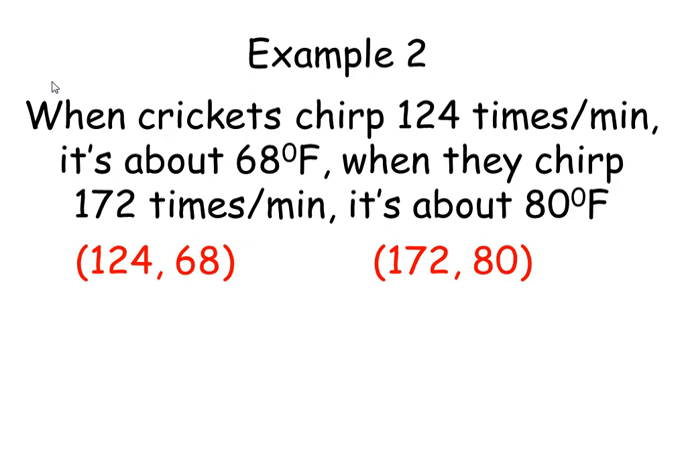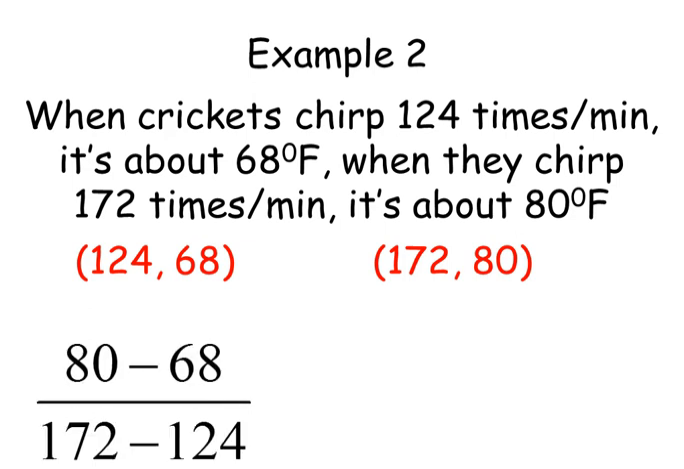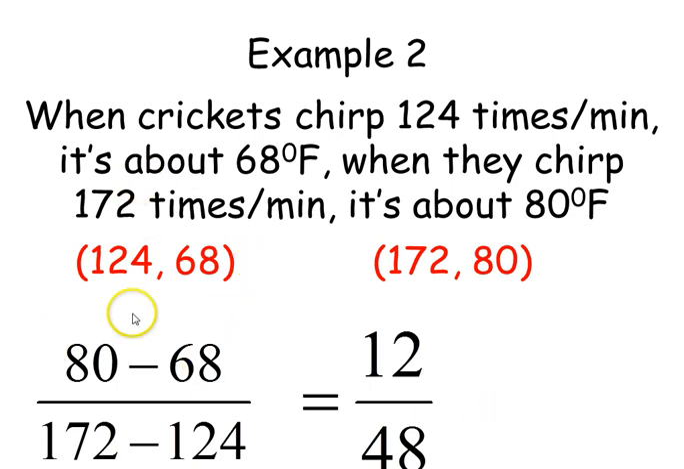And we can do that by plugging these points into our slope formula. So we will do 80 minus 68, divided by 172 minus 124. And by doing that, we get 12 over 48. 80 minus 68 is 12. 172 minus 124 is 48. That fraction can be reduced to 1/4.